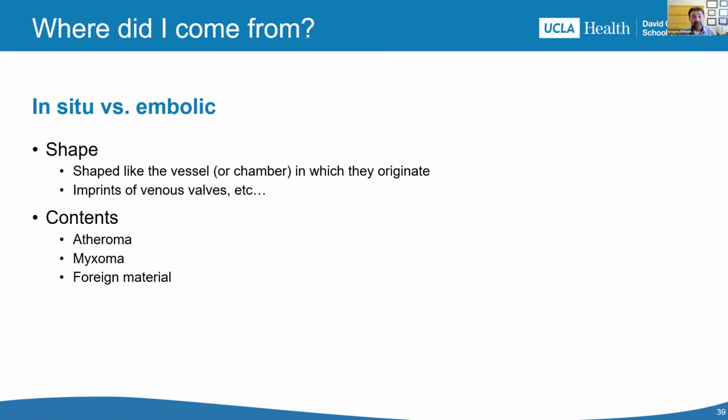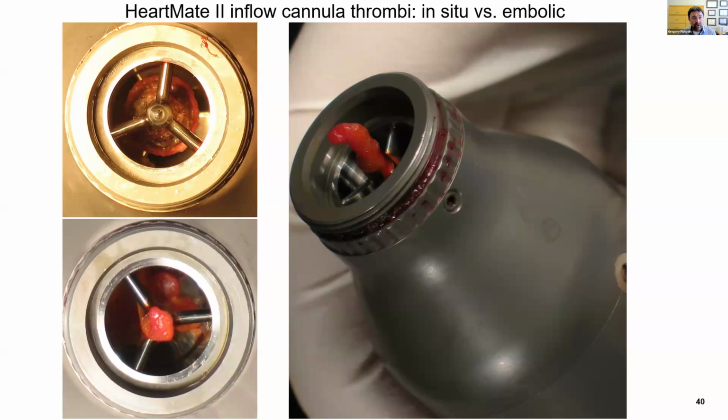To tell whether it's in situ versus embolic, we use things like the shape. If it's shaped like a vessel or a chamber where it originated, it gives you a hint. If there are imprints of venous valves, you can tell that it originated in a vein. And then sometimes there'll be contents that can give you hints, whether it's a piece of an atheroma showing you it came from an atherosclerotic plaque, or if it's a myxoma, you might find a fragment of the myxoma, or foreign material. Here's an example of 2 thrombi in 2 different HeartMate 2s.